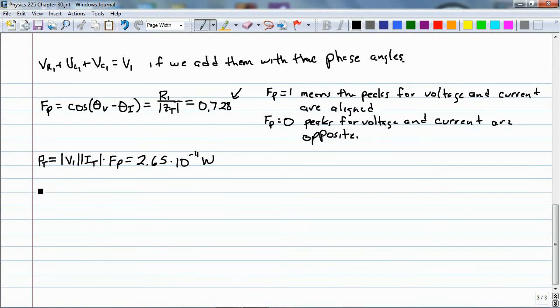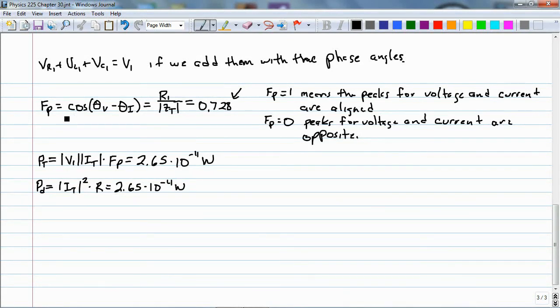Now, since the only power dissipated is in the resistance, and this was the power supplied, this formula, the magnitude of the current squared times the resistance, should equal the same. And it turns out that it does. 2.65 times 10 to the minus fourth watts.